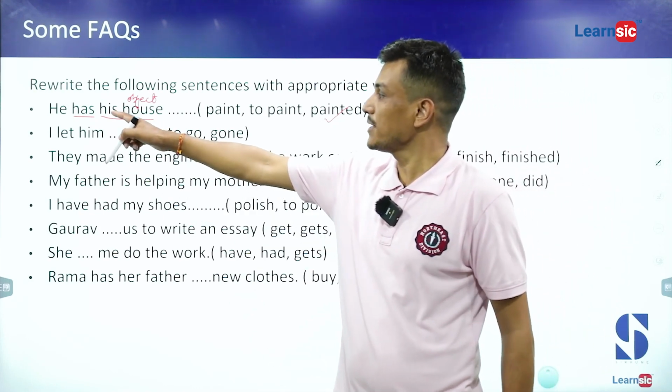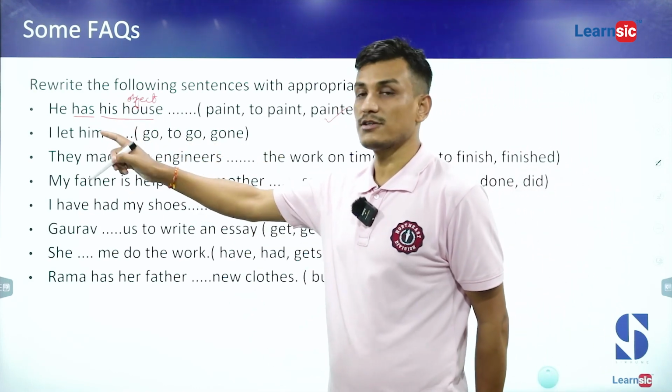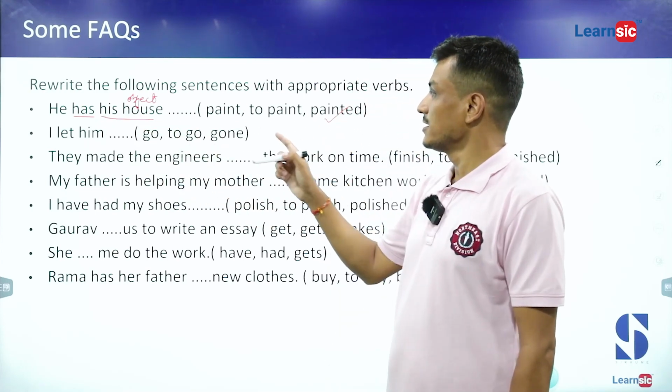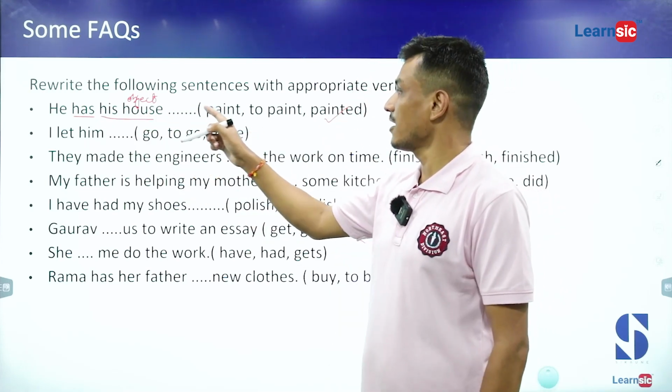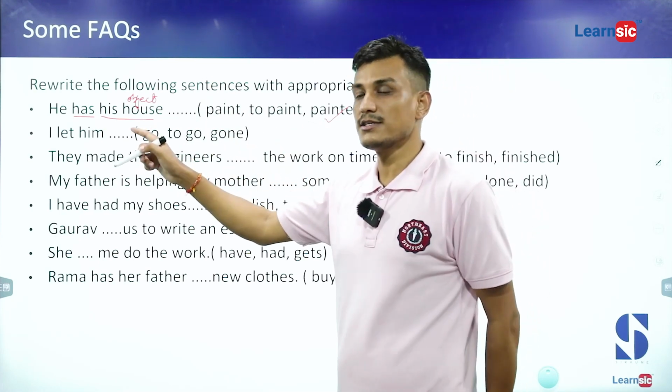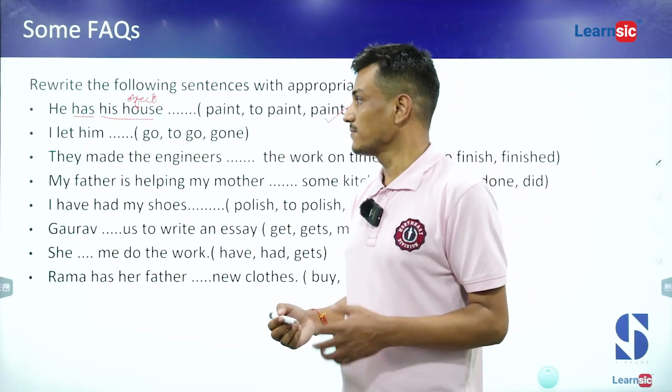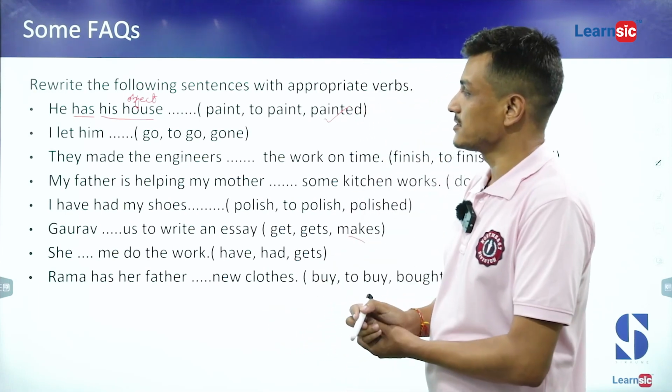If there is make, if there is get, it does not make any difference. Say for example, he gets his house painted. He has his house painted. He makes his house painted. Whatever the form of the sentence is, you should go for past participle.